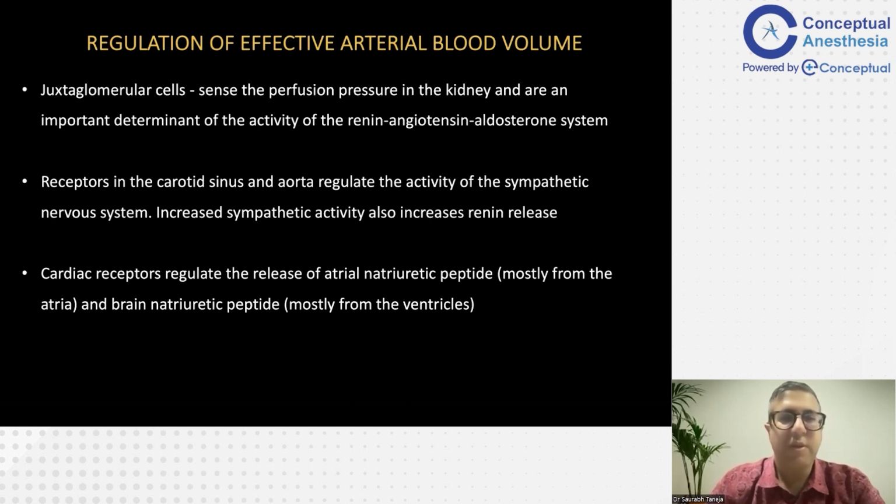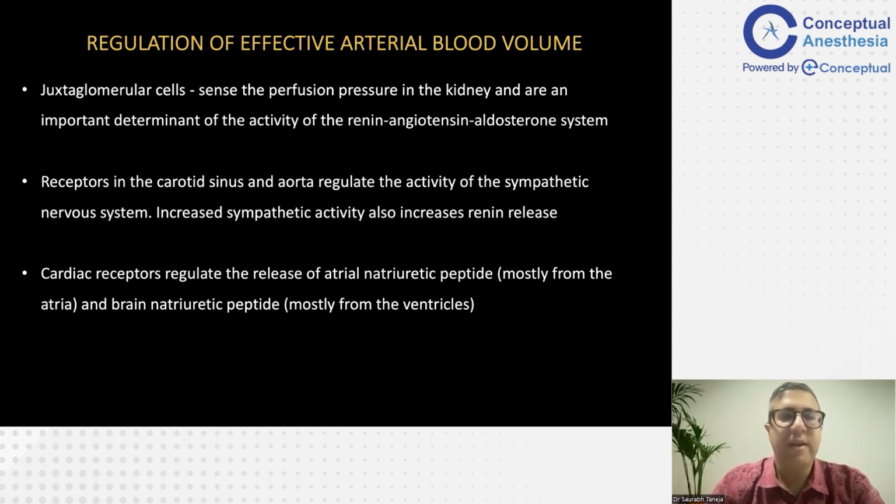So juxtaglomerular cells that sense the perfusion pressure in the kidney are a very important determinant of the activity of, as I said, the RAS, renin angiotensin aldosterone system. And then receptors in the carotid sinus and aorta regulate the activity of the sympathetic nervous system. So increased sympathetic activity also increases the renin release.